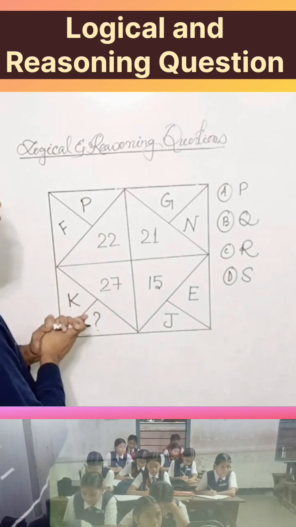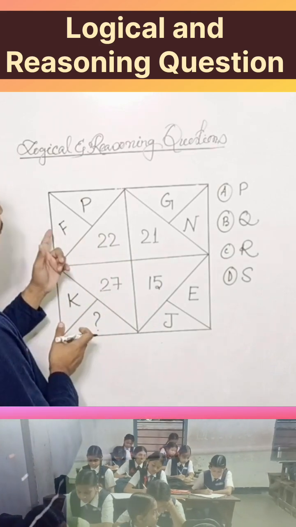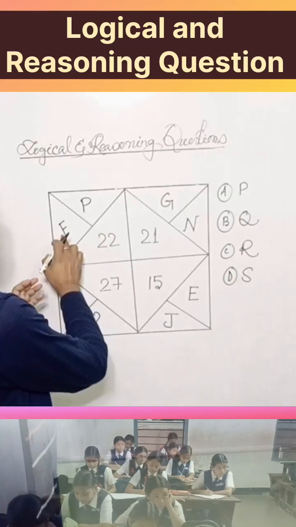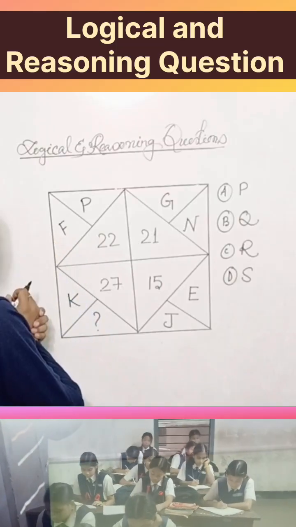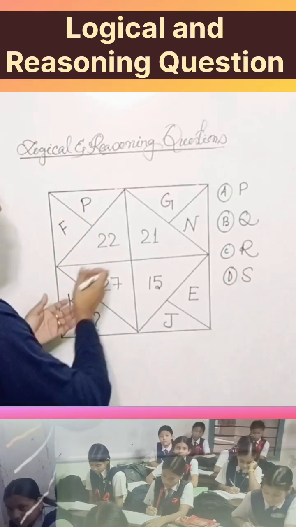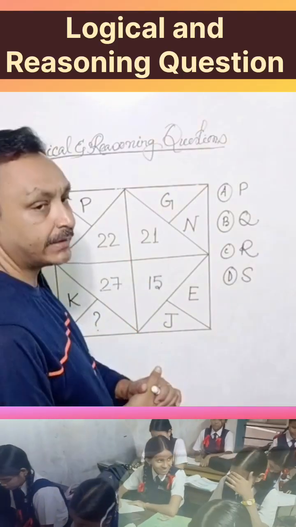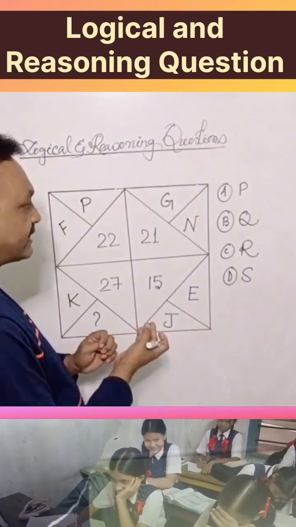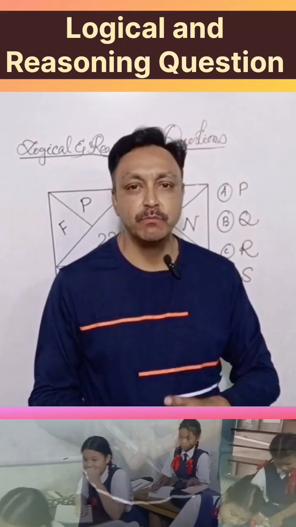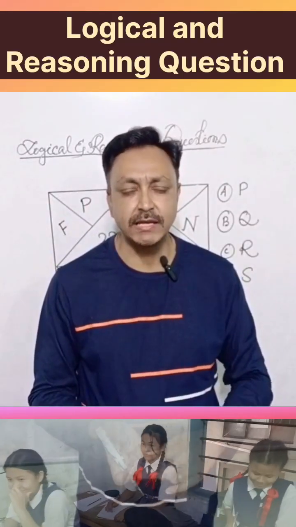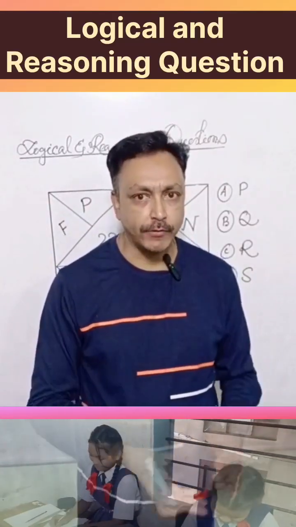Now, in order to solve this type of question, you should know the alphabet numbers. What is the alphabet number of F? What is the alphabet number of P? Similarly, for all the alphabets, you should know the numbers. For example, A is 1, B is 2, C is 3, and in that way you can find the rest.